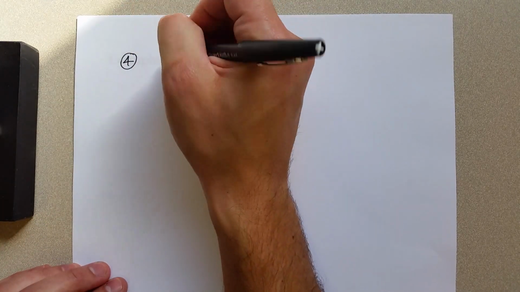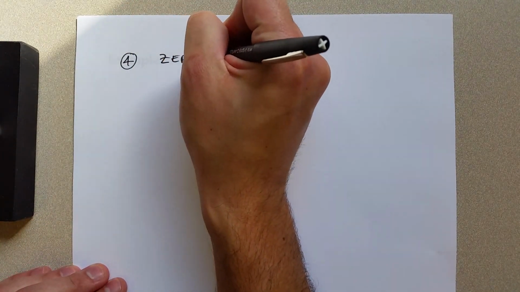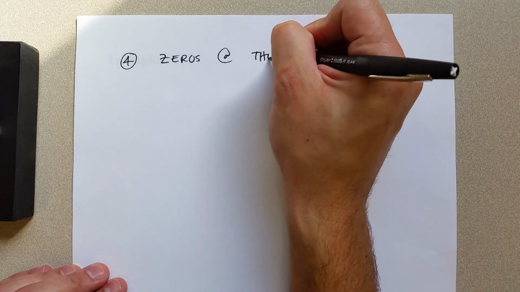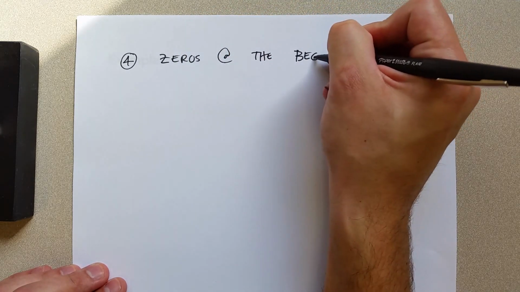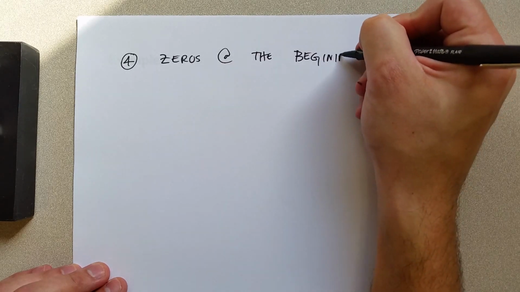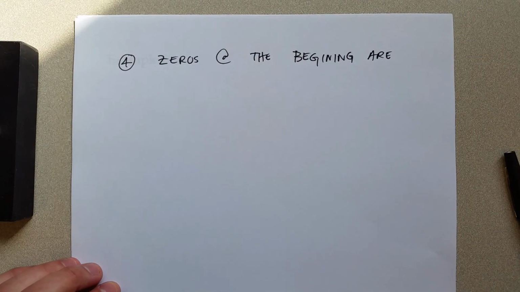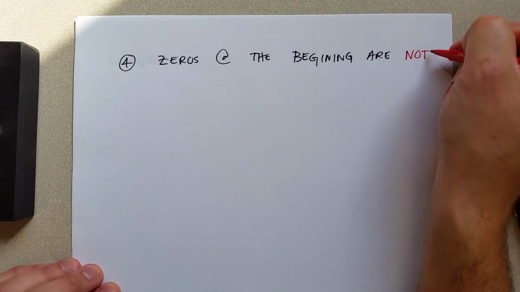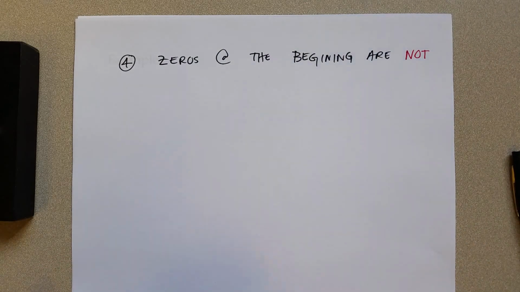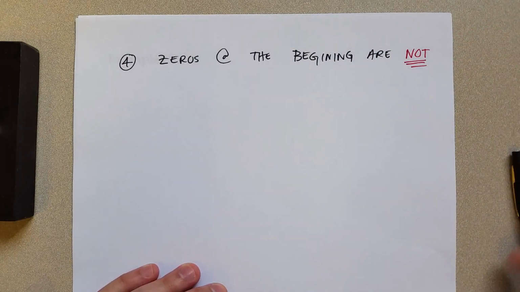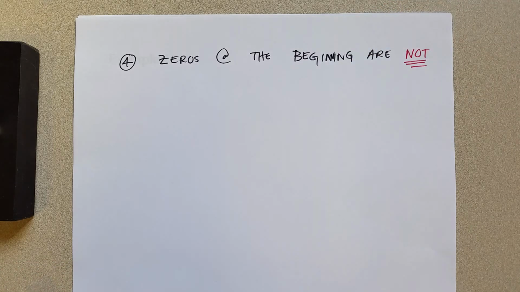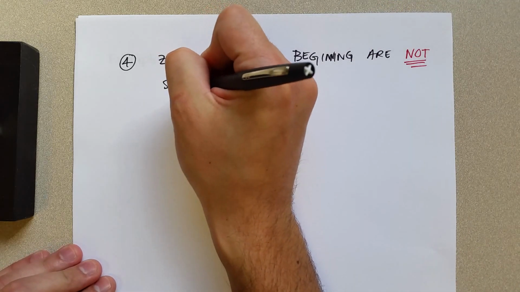So a few more rules before we get to more examples. Zeros at the end, or excuse me, beginning are not significant.